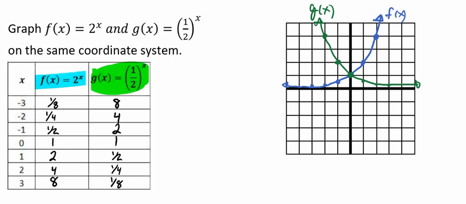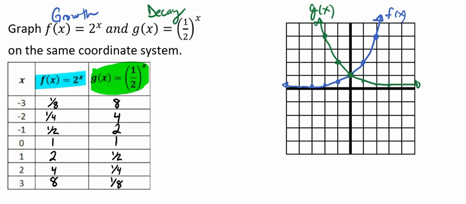So you're going to make a table of values, plug them in, and then graph it. Now what you're going to notice here is that we actually have a graph that's increasing and a graph that is decreasing. So we refer to these as exponential growth and exponential decay. F of x is an exponential growth equation, and g of x is an exponential decay. So growth would be increasing from left to right, and decay would be decreasing from left to right.